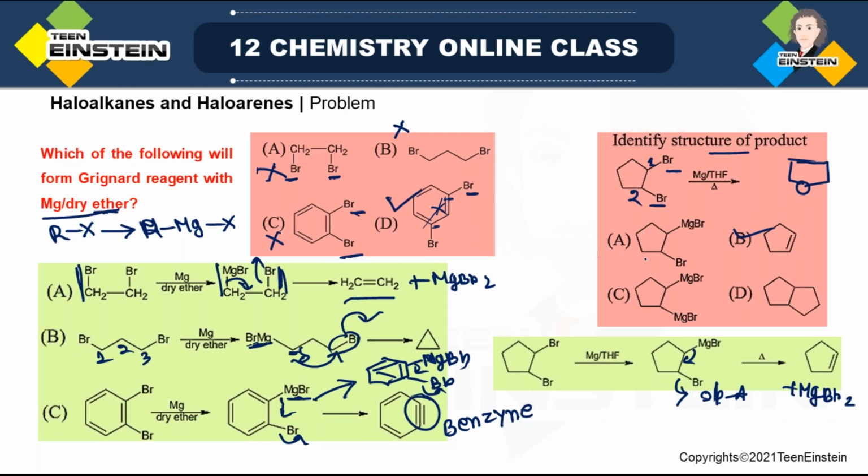So A is also formed, but A is not correct option, and C is obviously not correct because the other CBr, just before it is converted to CMgBr, elimination like this will take place, and option D, this is not possible at all. Okay, so correct option is option B.